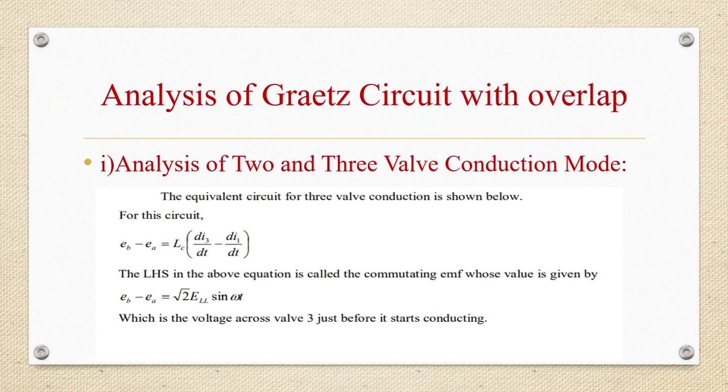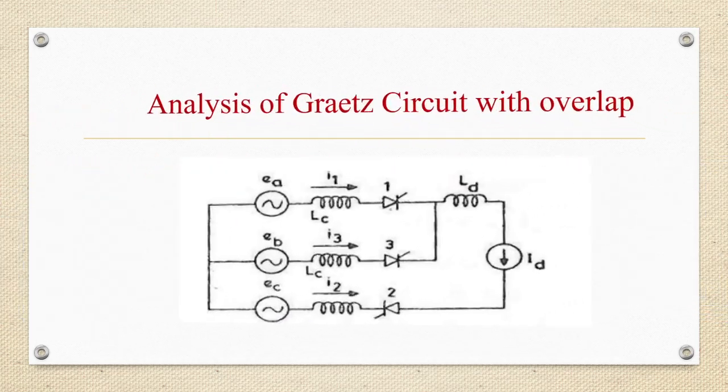For this circuit, EB minus EA is equal to Lc into (di3/dt minus di1/dt). The left hand side in the above equation is called the commutating EMF, whose value is given by EB minus EA equal to root 2 E_LL sin omega t, which is the voltage across valve 3 just before it starts conducting.